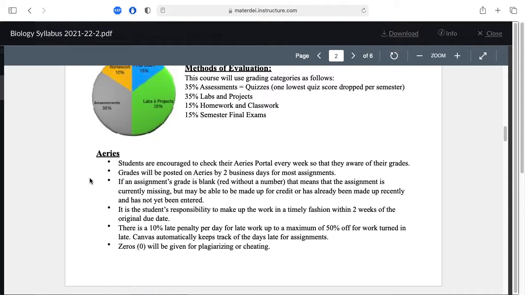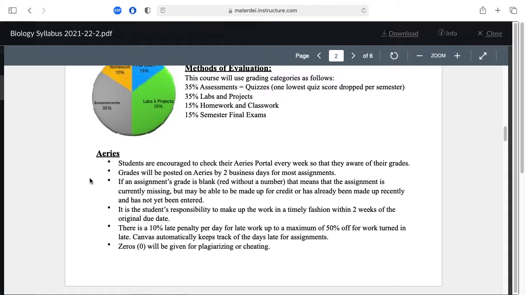Right here, this is important. There's a 10% late penalty if you turn in work late. If it was worth 10 points and you're 1 day late, if you get it all right, you've earned 9 points. So there's a 10% deduction every day you're late, and that's a calendar day. So if it was due Friday and you turn it in on Monday, that's 30% off.